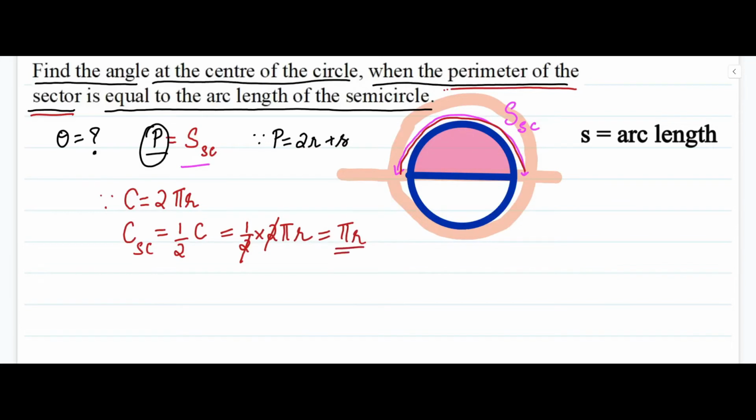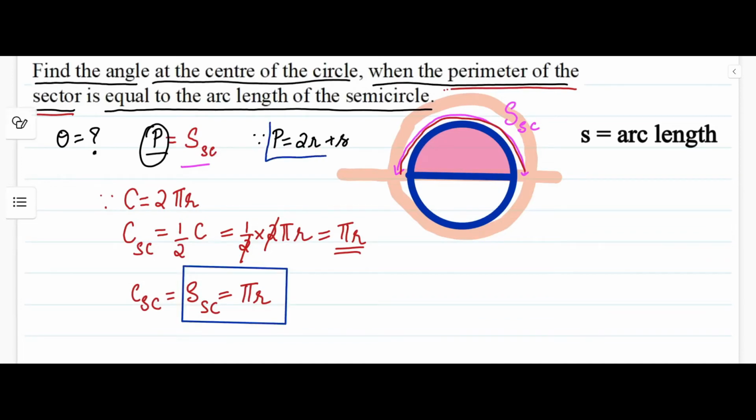This value, the circumference of the semicircle, is equal to the arc length of the semicircle, which is equal to pi r. Let us equate these two terms, the arc length of the semicircle and the formula for the perimeter of a given sector. The perimeter of the sector is equal to the arc length of the semicircle, which gives 2r plus s, which is here, equal to pi r.